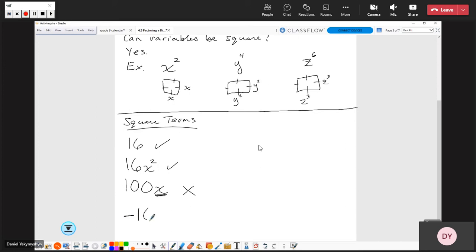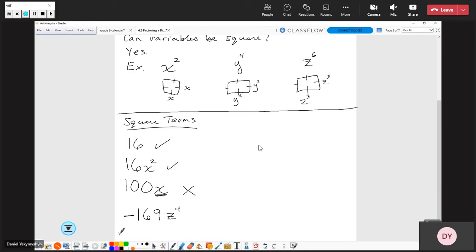How about negative 169z to the exponent 4? Is that square? Who says no? No? Why not? Well, to the power of 4 would be something like this. What do you think, Tiana? No, because multiply to a negative, one number will have to be negative. Yeah, it's not the result of.